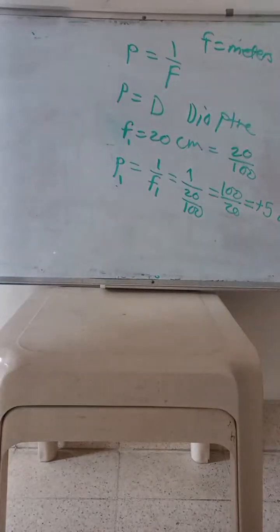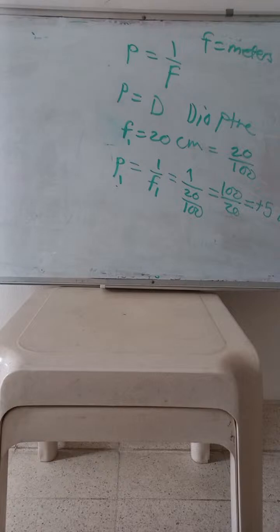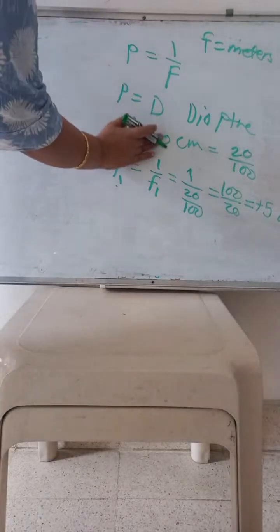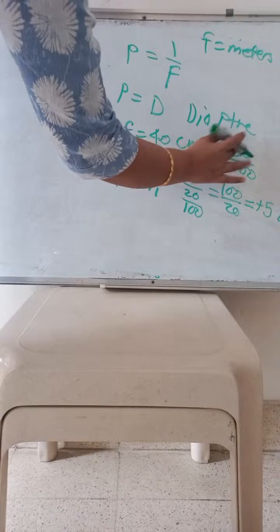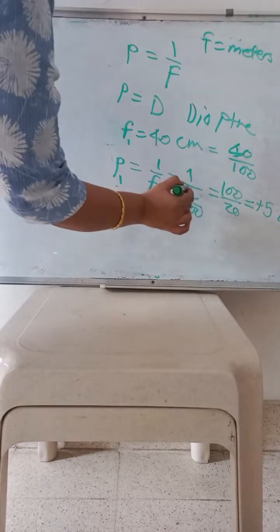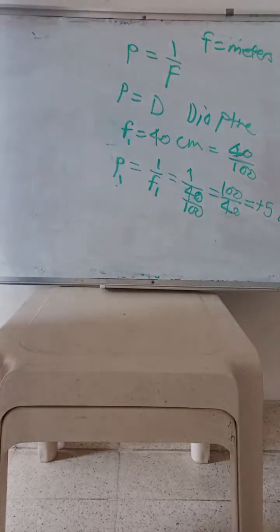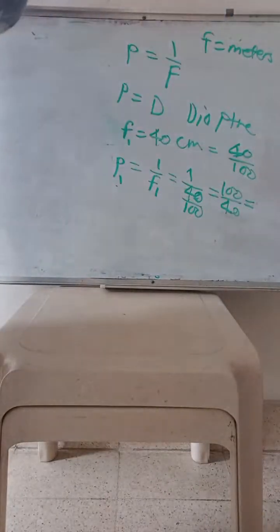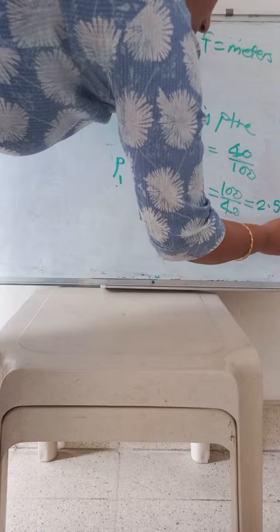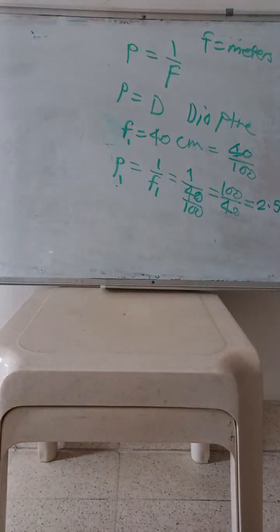This is nothing but the power of lens for the first lens. Getting this? These kinds of questions are coming. Oh, sorry. Focal length of the first is given as 40, not 20. Sorry from my end. Okay, 40. I thought it was 20. Then here also it comes 40, 40 means plus 2.5. Okay, 40 is nothing but 2.5 diopter. This is the answer for the power of the first lens. Can you get this?